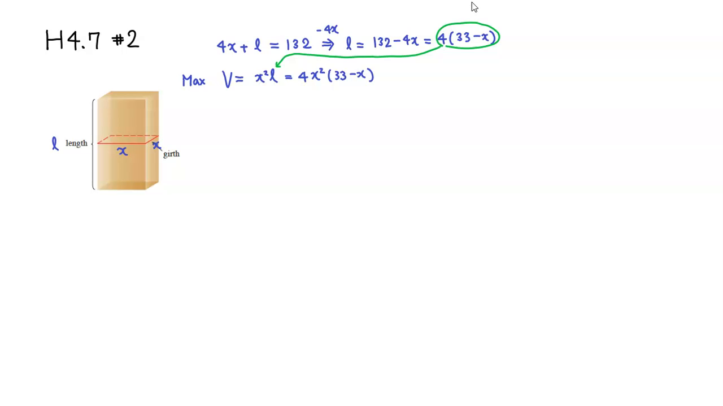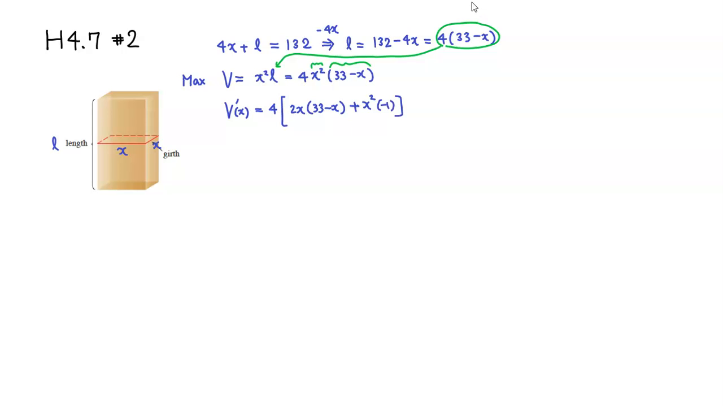So we're going to have to find the critical number. We take the derivative of V with respect to x. Since 4 is just a number, I'll just put it here, and then we can use the product rule on the remaining. The derivative of the first is 2x times the second, 33 minus x, plus the first, x squared, times the derivative of the second, which is negative 1.